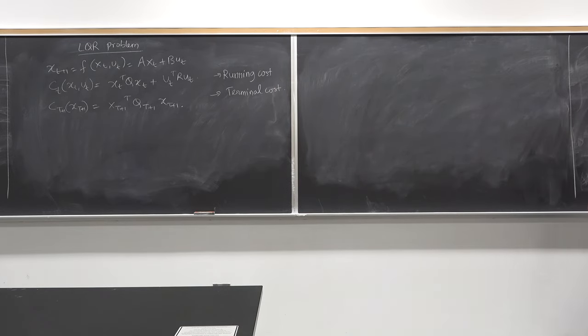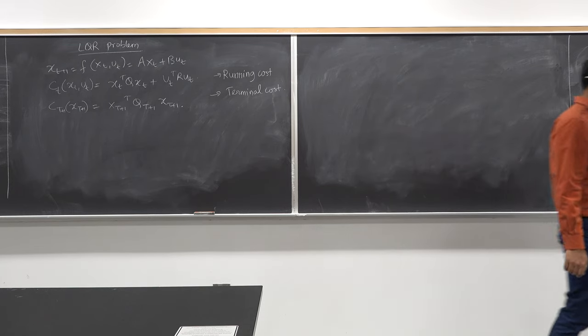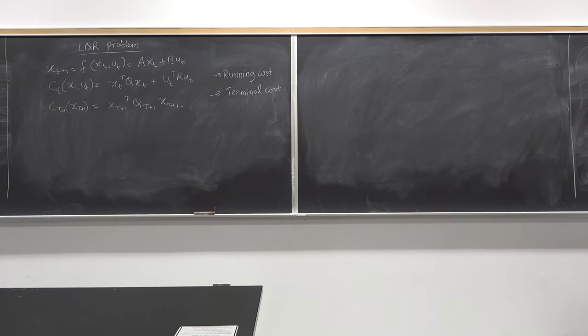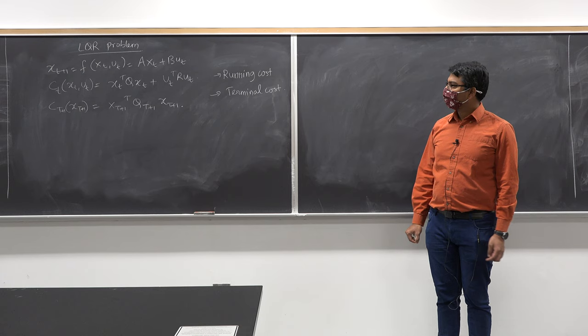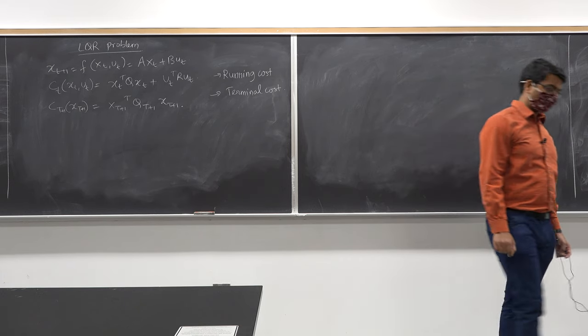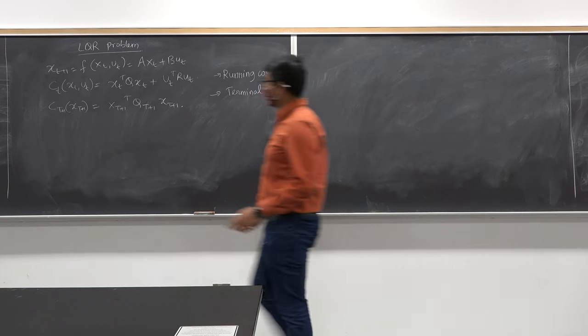What are the two ways by which I can solve this problem? I want to optimize. I want to come up with the optimal sequence of actions or strategies. What should we do? What have we learned so far? When you have a dynamic problem, we can either compute the optimal open loop strategies using Pontryagin maximum principle, or we can compute optimal closed loop strategies using dynamic programming. Okay, so we have two options.